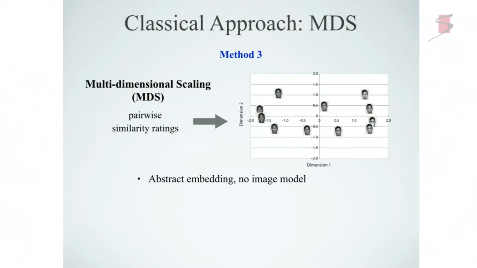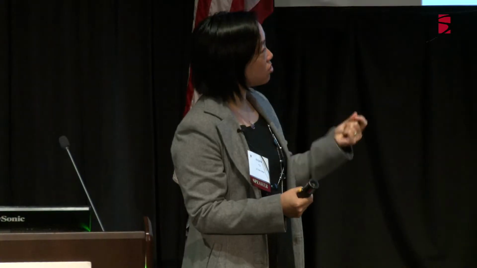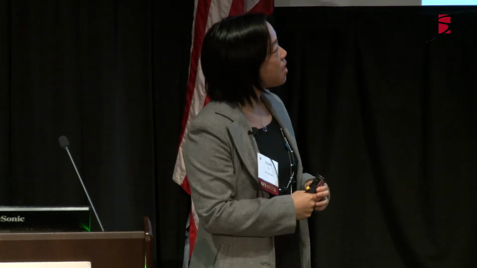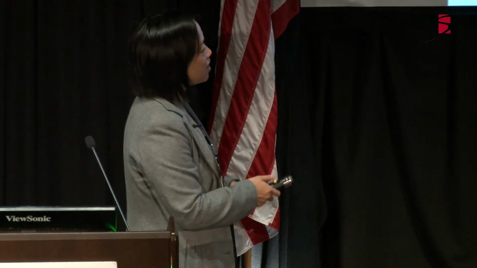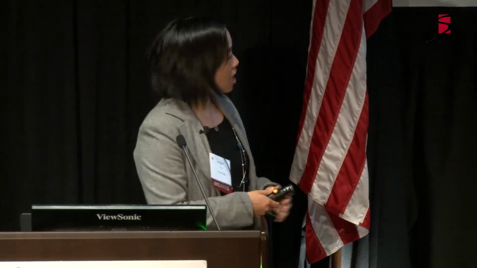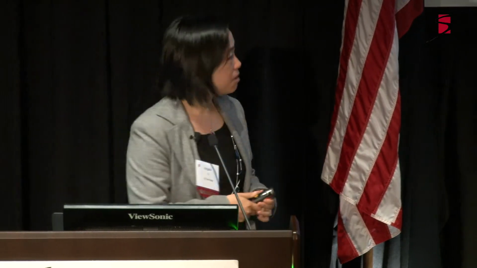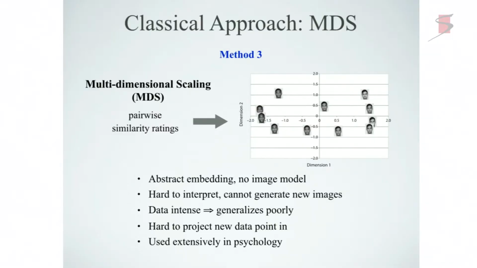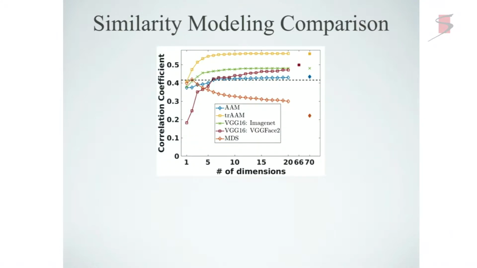This is a classical method in psychology where there's an abstract embedding of the faces. We take the pairwise similarity ratings of faces and try to find an embedding of the points for the different faces such that the Euclidean distance corresponds to the similarity as closely as possible. But there is no image model, so it's an abstract embedding model. So it's a little hard to interpret and cannot generate new images. It's also very data intensive because it's abstract, and therefore it generalizes poorly based on limited data. It's also hard to project data points in once you've done this embedding. But it's used extensively in psychology, so we include it for comparison.